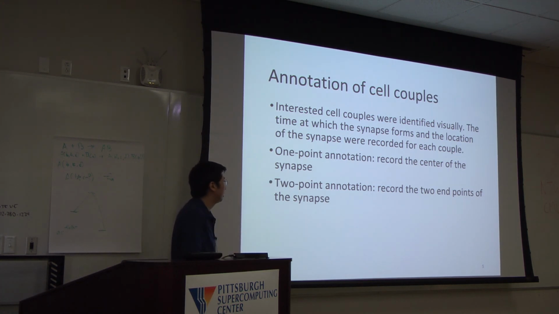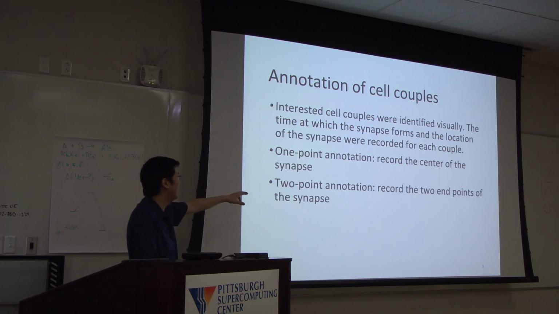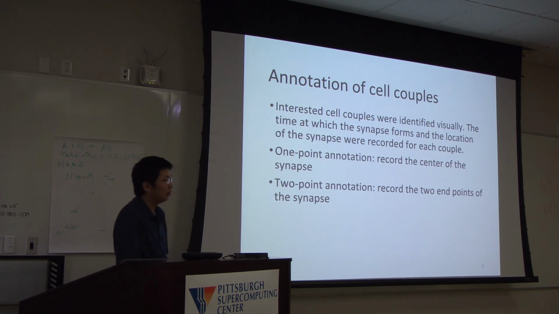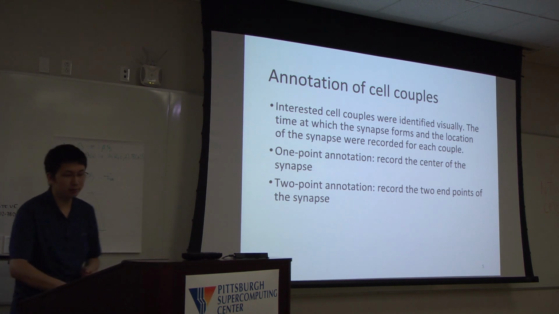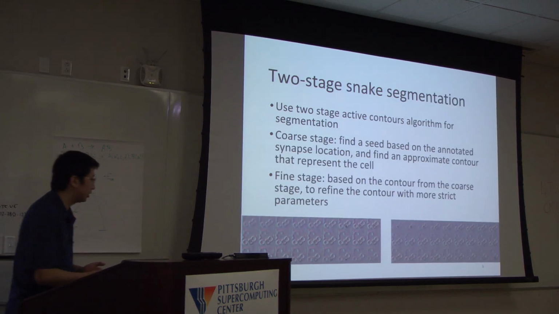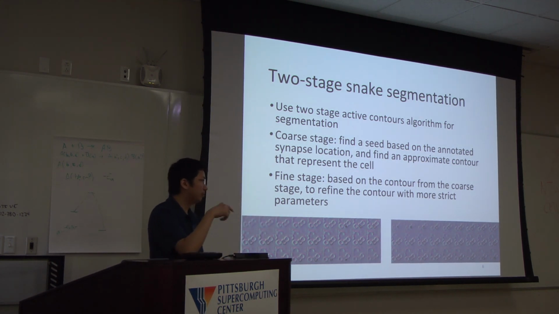Either we record the center of synapse or the 2 sides. Basically, the latter method is better because it contains more information of the orientation of the cells. After we get the synapse, we can locate the cell couple, so we can crop the cell so that we only keep the interested T cell.